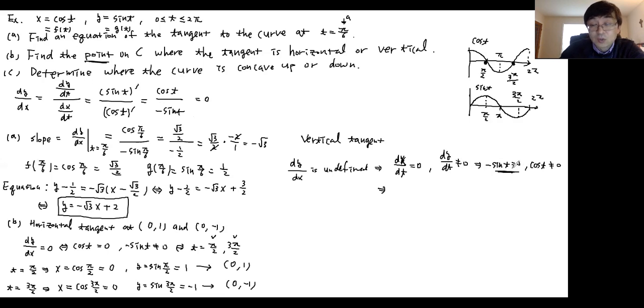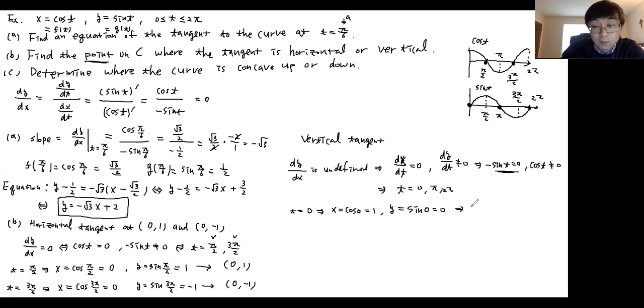So sine of t equal to 0. We have the sine function here. Angle 0, angle pi, angle 2 pi. So we have t equal to 0, pi, 2 pi. So you can define the x component and y component. For t equal to 0, you plug into x: x equals cosine of 0, which is 1. You can find the y value: y equals sine of 0, which is 0.